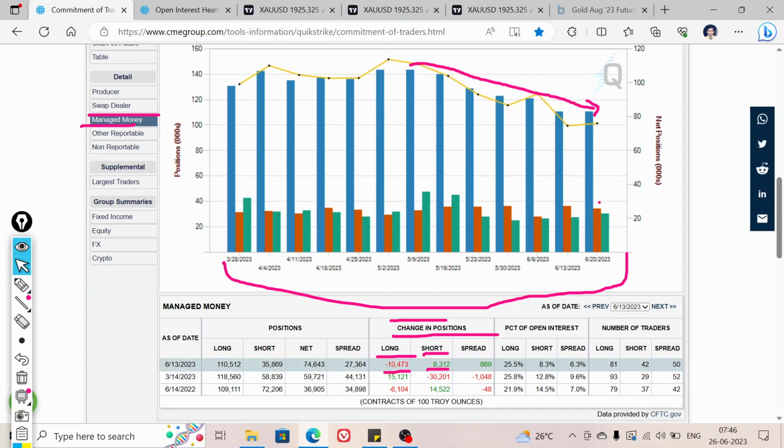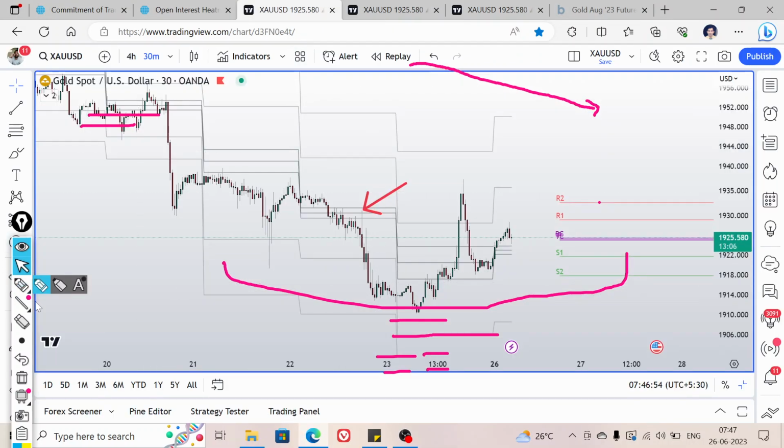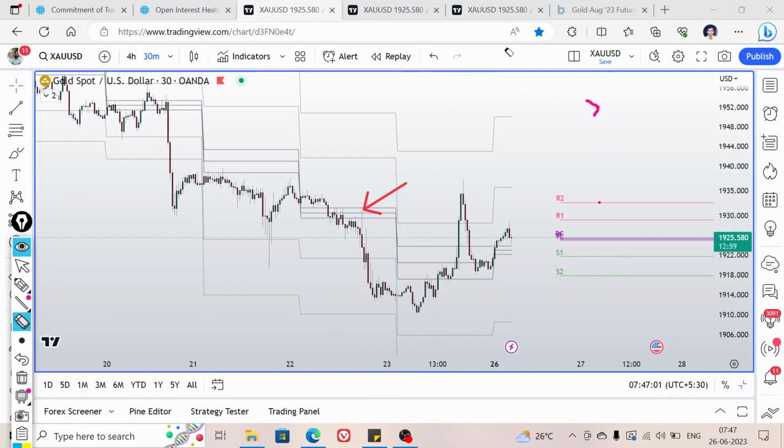Previously they covered a good number of long positions, and they also added a good number in the short. If you remember the previous detailed video on the COT report, I mentioned that they are not bullish, and we have seen this on the gold chart. This is the previous week's movement. From here, this is the Monday trading session.